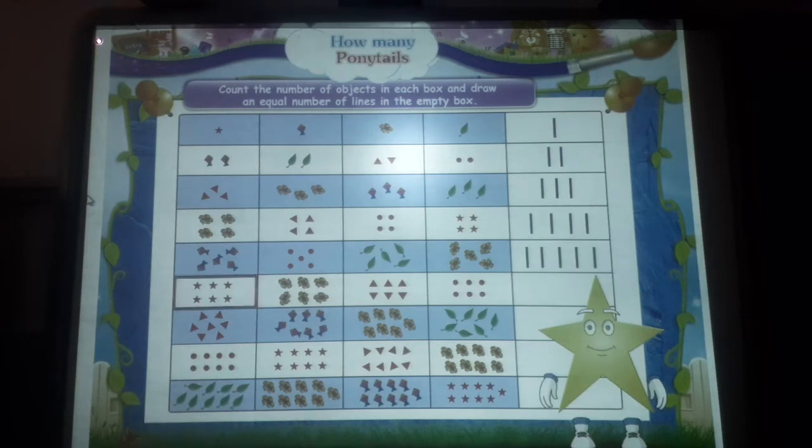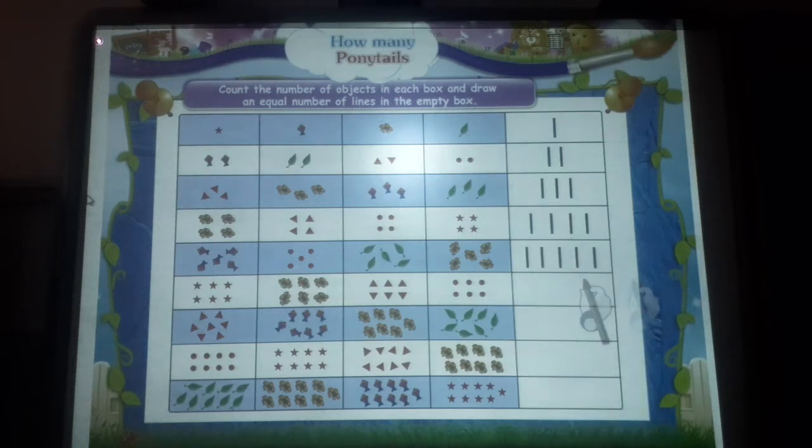Six stars, six flowers, six triangles, six dots. So, draw six lines in the box.